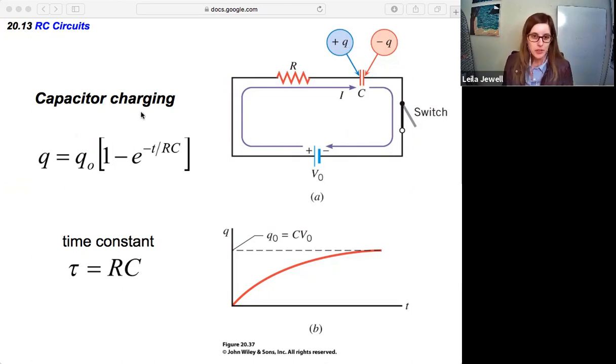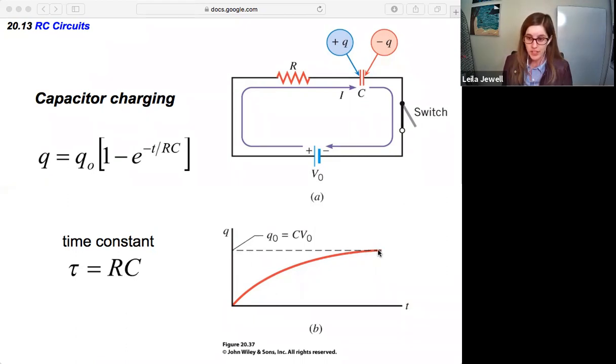And so that's what this equation shows. The capacitor charging equation shows that the amount of charge at any given instant on the capacitor plates is equal to its equilibrium value, the final value that it reaches, times the quantity 1 minus e raised to the negative time divided by RC. And RC here is the resistance times the capacitance. It's known as the time constant because that's what sets when it has reached a certain fraction of the final equilibrium charge.